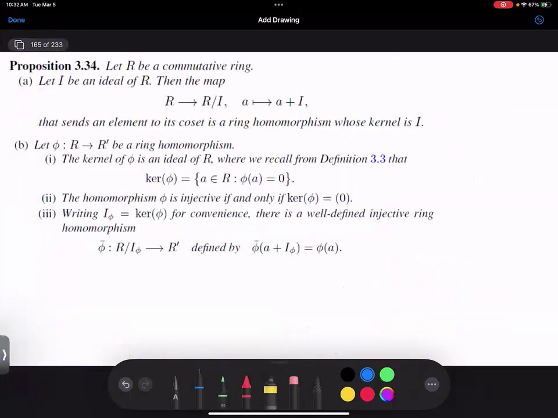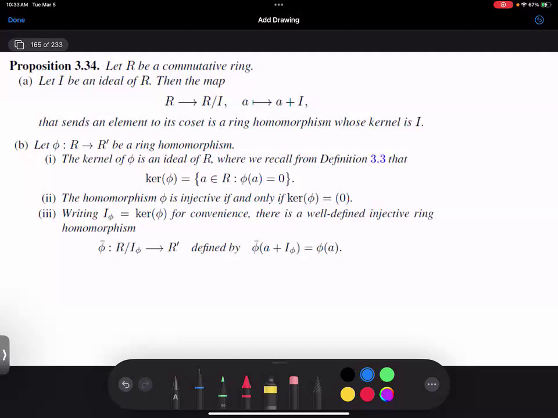Okay, so now proposition 334. Let R as always be a commutative ring. Let I as always be an ideal of R. Then we have a natural map from the ring R to the new ring R mod I. And the map takes A and sends it to A plus I.